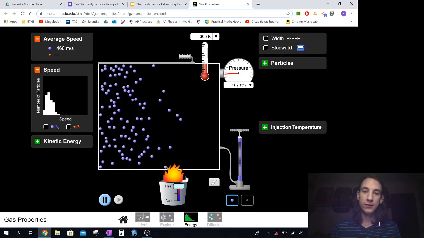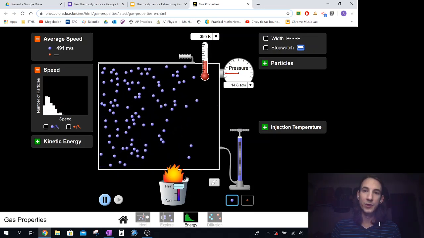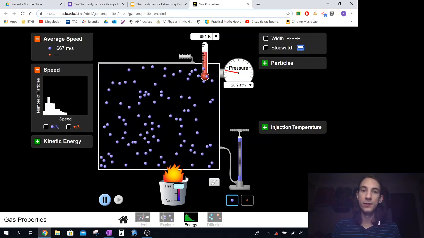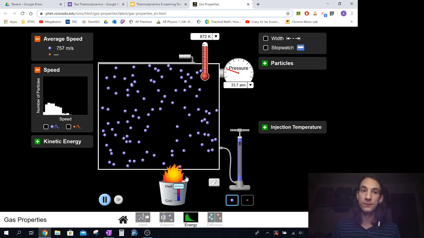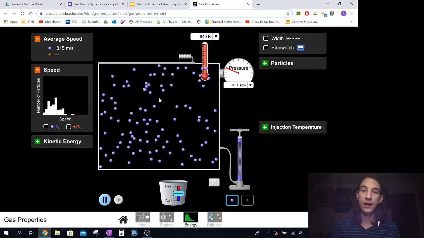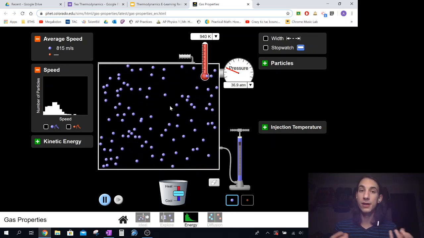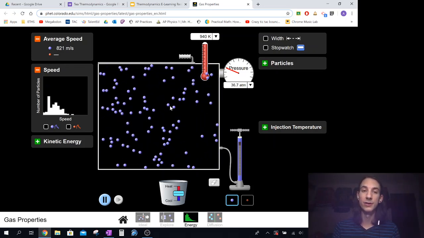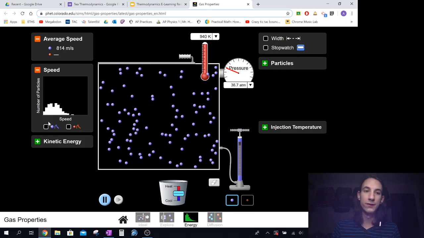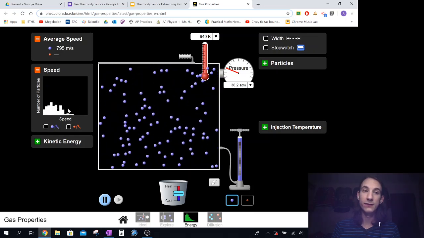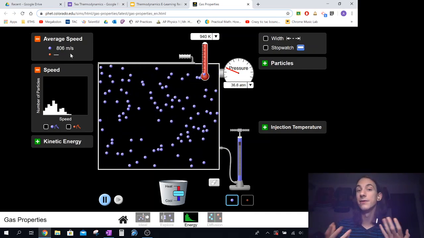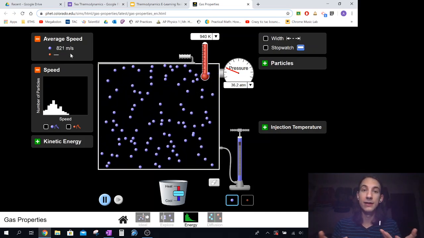So if we start to increase it, we add heat, we are increasing the temperature, and we see that on average the kinetic energy of our particles is increasing. We can see that the temperature went up. As a whole, these particles got faster, and they're not all moving the same speed, which is a big idea that we're going to talk about. But on average, the speed, this curve that we're looking at, has increased. And up here it's telling us the root mean square, the average speed of all these particles. It increased and went up.